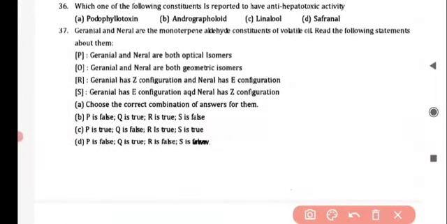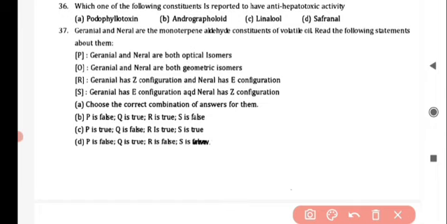Next question is, geraniol and neral are the monoterpene aldehyde constituents of volatile oil. Read the following statements about them. P is geraniol and neral are both optical isomers. Q is geraniol and neral are both geometrical isomers. R is geraniol has Z configuration and neral has E configuration. And S is geraniol has E configuration and neral has Z configuration.